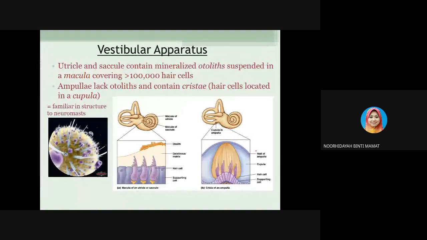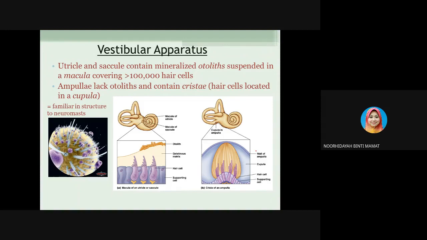So still in the vestibular apparatus, if you remember, the vestibular apparatus comprises the two sac-like swellings, which are the utricle and saccule, and also the enlarged region at one end we call the ampulla. So in the utricle and saccule, they contain mineralized otoliths. Okay, so remember we talked about the otolith just now, which is suspended in a macula covering more than 100,000 hair cells. Okay, and in the ampulla, there is a lack of otoliths, and they contain cristae. The cristae are the hair cells located in the inner cupula.